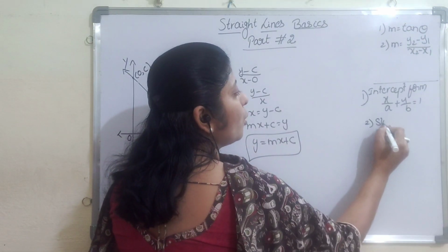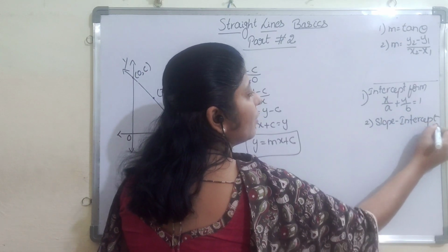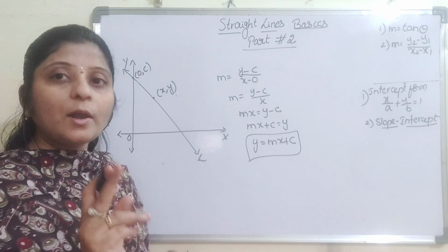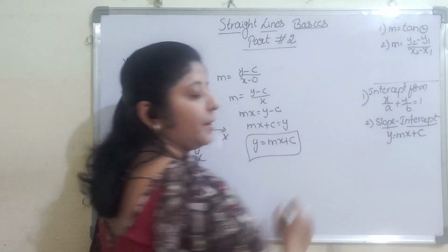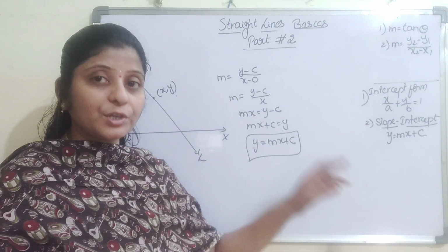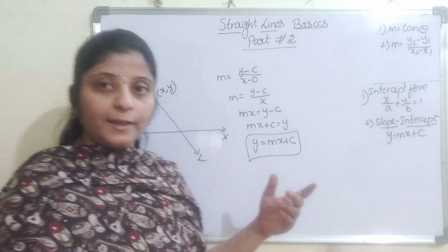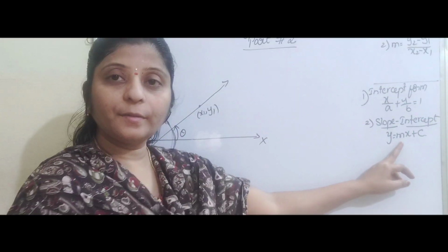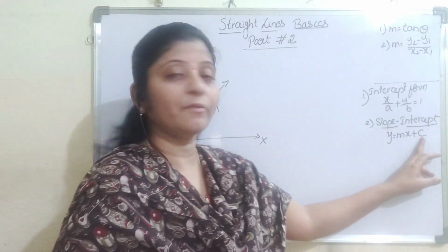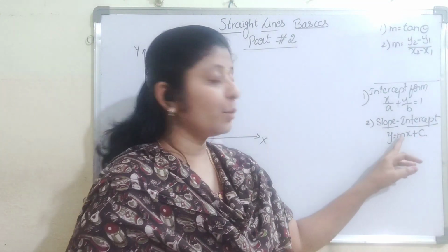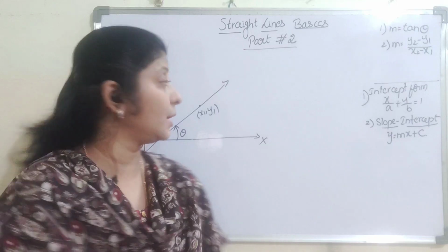Second form, slope intercept form. It is called the slope intercept form. The intercept is on the y-axis. So this is y equal to mx plus c. So we have straight line equations in two forms, intercept form and slope intercept form. When two points are given, the slope intercept form is for a line not passing through the origin. Remember, when it passes through the origin, c will not be there. When the equation passes through the origin, you will get only y equal to mx. c will become 0 here.